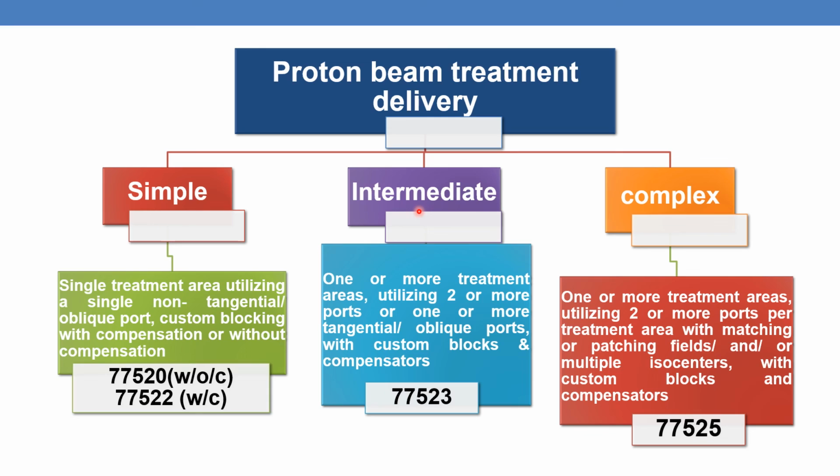Next, coming to intermediate proton beam delivery: 1 or more treatment areas utilizing 2 or more ports or 1 or more tangential or oblique ports with custom blocking and compensator. The code is 77523 for intermediate proton beam delivery. Now coming to complex proton beam delivery, which involves 1 or more treatment areas utilizing 2 or more ports per treatment area with matching or patching fields and or multiple isocenters with custom blocks and compensators. The appropriate CPT is 77525.